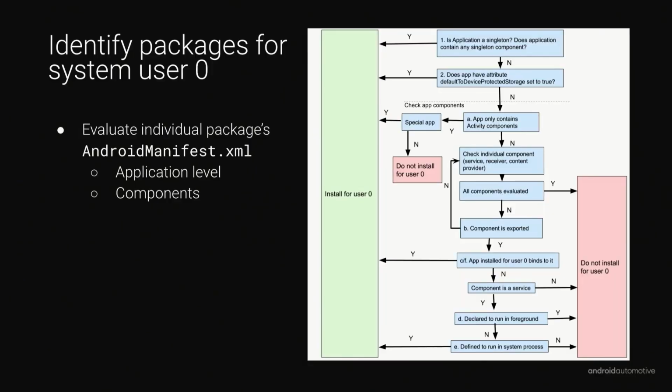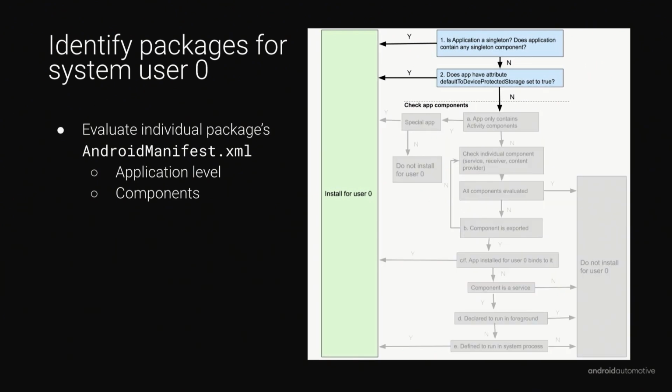Additionally, we'd also like to share with you the workflow we took to identify the necessary packages for system user 0. We're mostly evaluating individual packages by looking at the Android manifest file. First, we're looking at the application level. There are a couple of criteria to look at. Firstly, we evaluate whether the package is a singleton application or whether the application has a singleton component. If yes, then we're going to need it for user 0. Otherwise, we'll move on to the next box, which will check whether the package has this specific attribute.